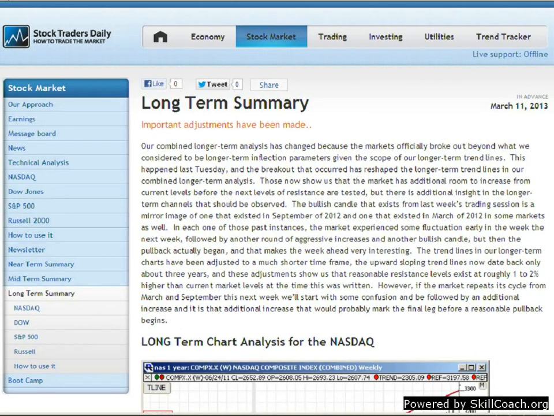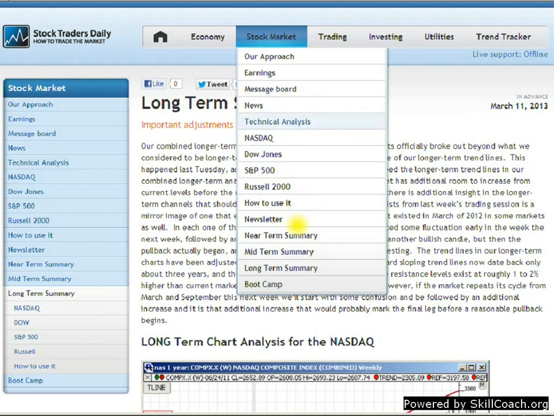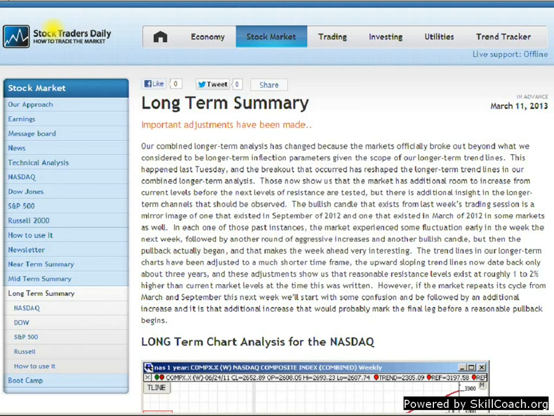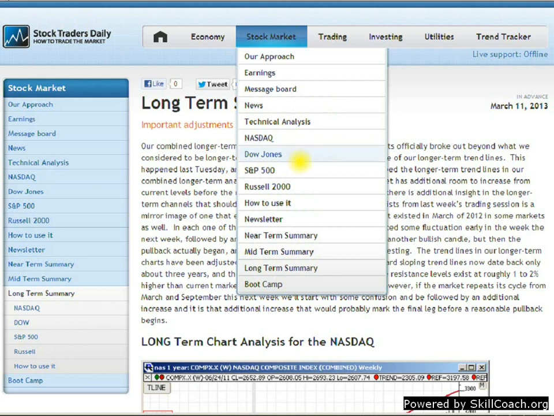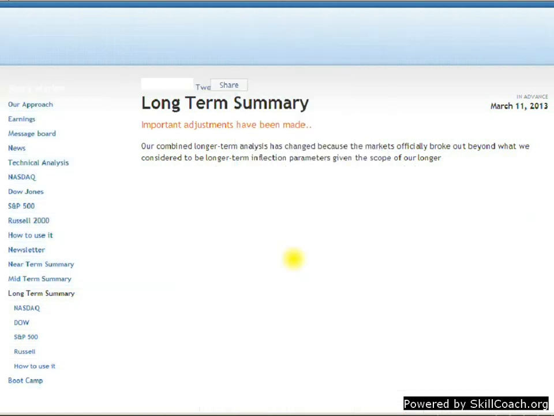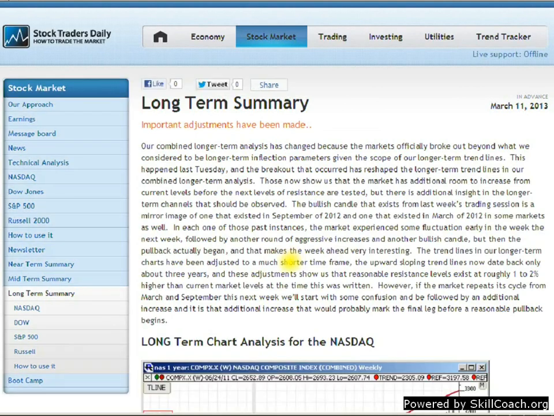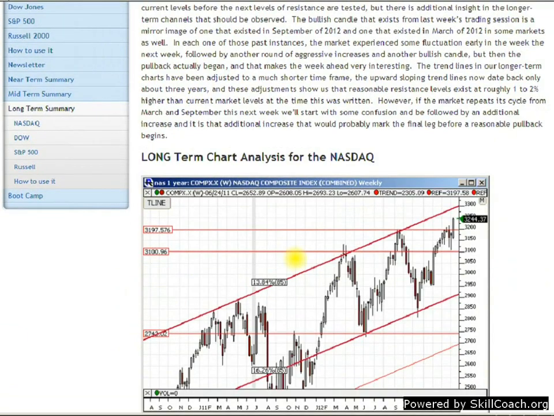Hello. So I've made some adjustments to the longer term charts, and today we're going to talk about exactly what those are. In the longer term summary page found in the Stock Market tab of Stock Traders Daily, you're going to be able to find and read exactly what I'm going to talk about here in this video. You have to log in, of course, go to the Stock Market tab and the long term summary page. When you get there, you're going to find some very interesting changes to our longer term chart patterns.